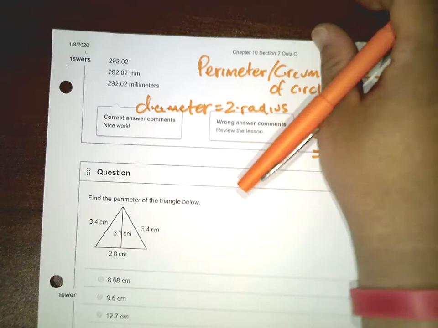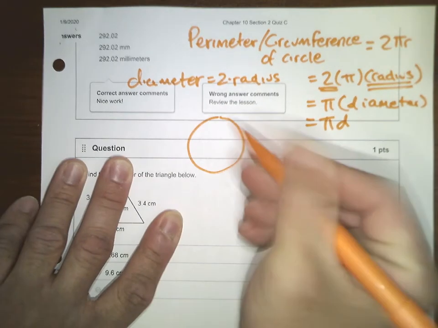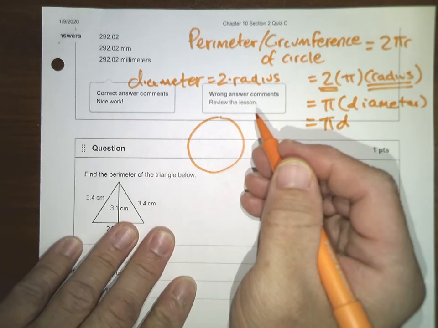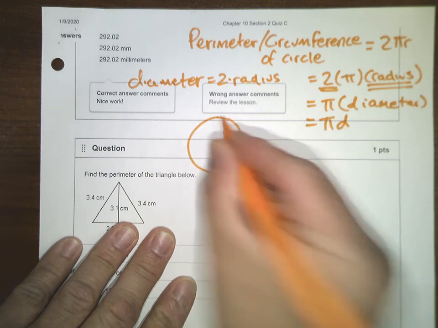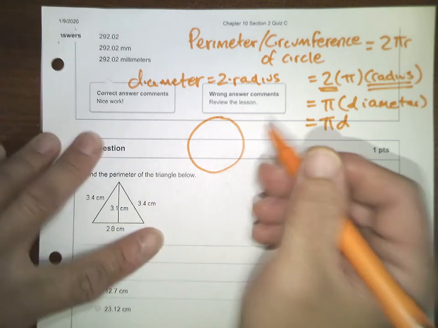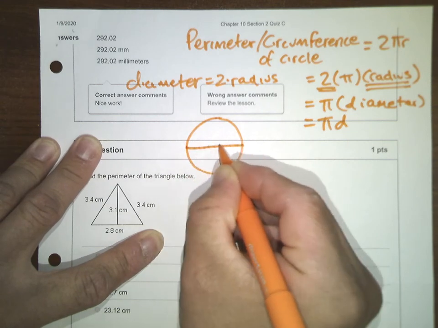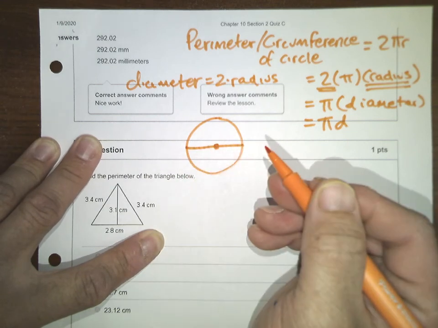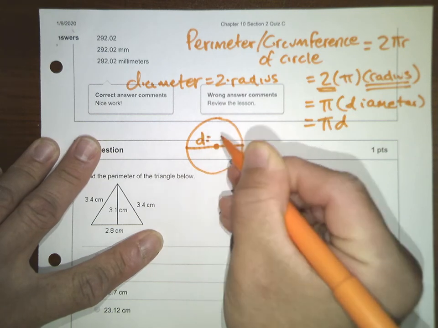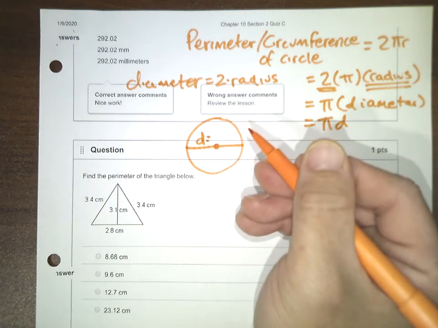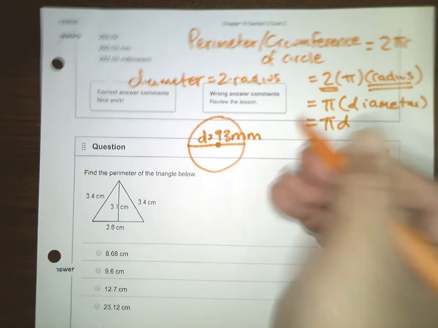Now let me draw a circle here. So here is a diagram of a circle. And the radius is a line segment from the center to the side of the circle. But the diameter is going from one side of a circle to the other, but straight through the center of the circle. So this will mean that the diameter D here is going to be, well, I said it was 93 millimeters. So 93, and remember, MM is for millimeters.